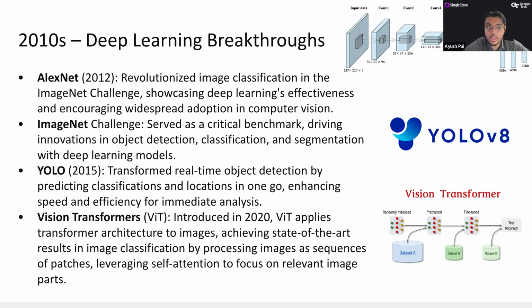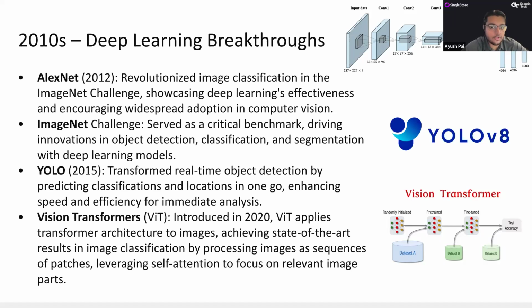And AlexNet was a really popular paper, one of the most popular papers of all time, that revolutionized everything in this industry. It proved the effectiveness of deep learning, in particular deep convolutional neural networks (CNNs), and promoted the widespread adoption of this in the field of computer vision itself. The ImageNet Challenge itself became a pivotal benchmark that spurred a rapid evolution in object detection, classification, and segmentation.